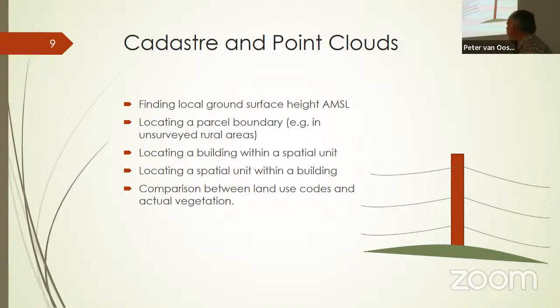Locating a building within a spatial unit: often buildings, not so much in Queensland, but around the world, the corner of a building can be used as a reference point to define the metes and bounds of parcels that surround it. If the building has been there for 500 years or something, it's a fairly good monument. But the other way around, locating a spatial unit within a building, well, of course, that's where the whole point cloud use for finding, for converting to building unit plans. And also, of course, the comparison between land use codes and actual vegetation to see what really is there compared to what is supposed to be there.